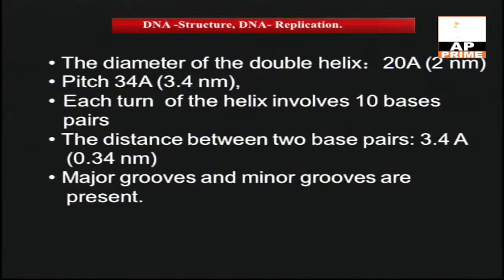These are other properties of the double helix. Diameter is 20 angstrom, equal to 2 nanometer. It has a pitch, that means the length of the helix to complete one turn, of 34 angstrom, that means 3.4 nanometer, and there are 10 base pairs per turn of the helix. The distance between each base pair is 3.4 angstrom, equal to 0.34 nanometer, and the helix has major and minor grooves which are formed as a consequence of the arrangement of bases.